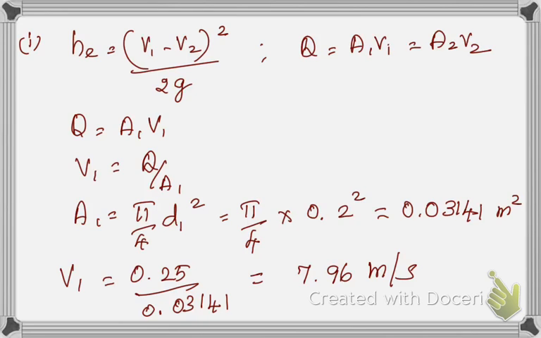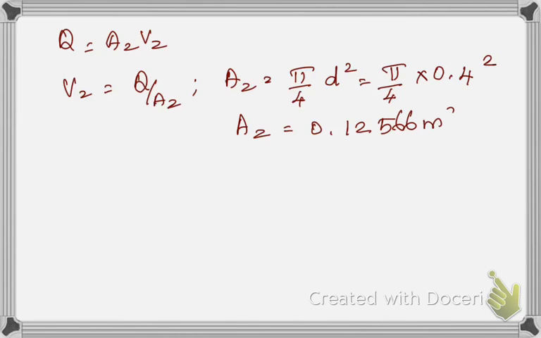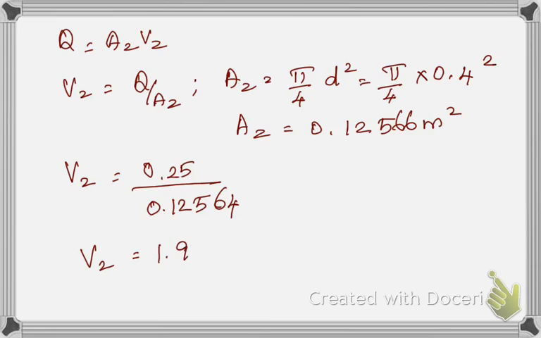Similarly, I can get the value of V2. Q is equal to A2 V2, so V2 is equal to Q by A2. A2 is pi by 4 D2 square, that is pi by 4 into 0.4 square. A2 value is 0.12566 meter square. V2 will be equal to 0.25 by 0.12566. So V2 value is 1.99 meter per second.